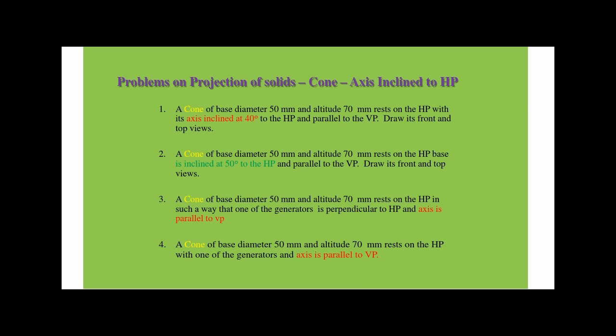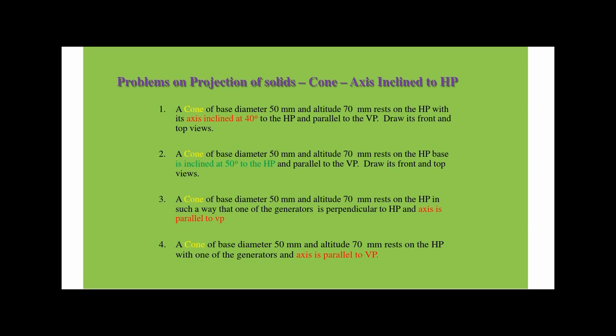Now we are going to discuss these four problems. For the sake of simplicity and to save time, I have chosen a base diameter of 50 mm and a cone height of 70 mm for all the problems. In the first problem, the axis inclined to HP is given and the axis is parallel to VP. In the second problem, the base is inclined to HP and it is parallel to VP, which means that automatically the axis will be inclined to the HP.